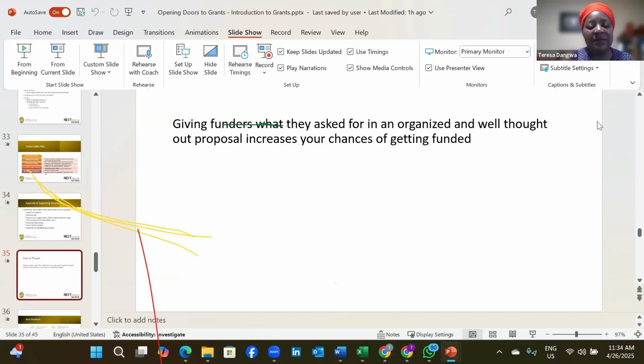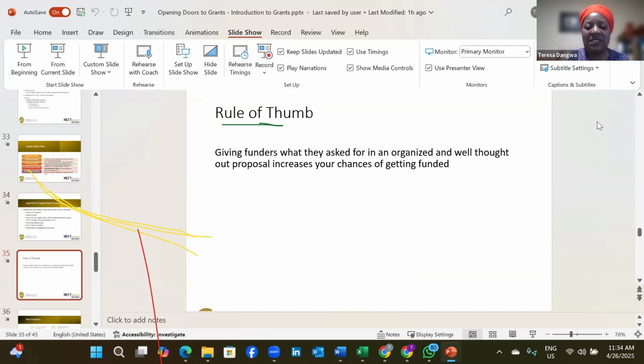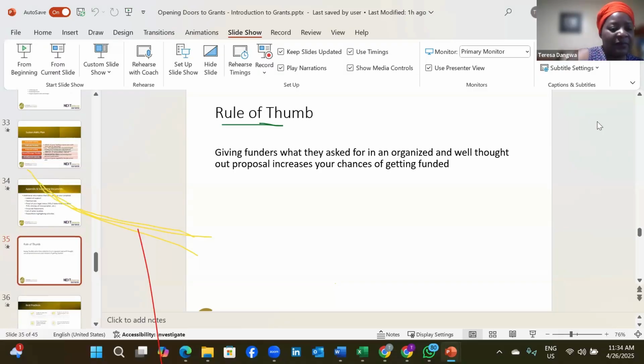A rule of thumb: give funders what they have asked for. Make sure that your proposal is well thought out, and by doing that, you will increase your chances of getting funded.